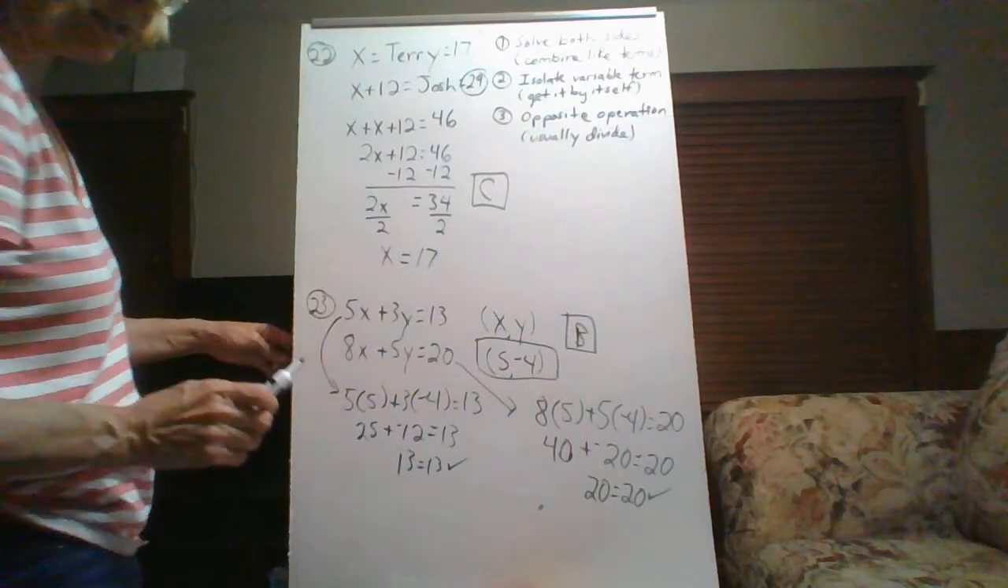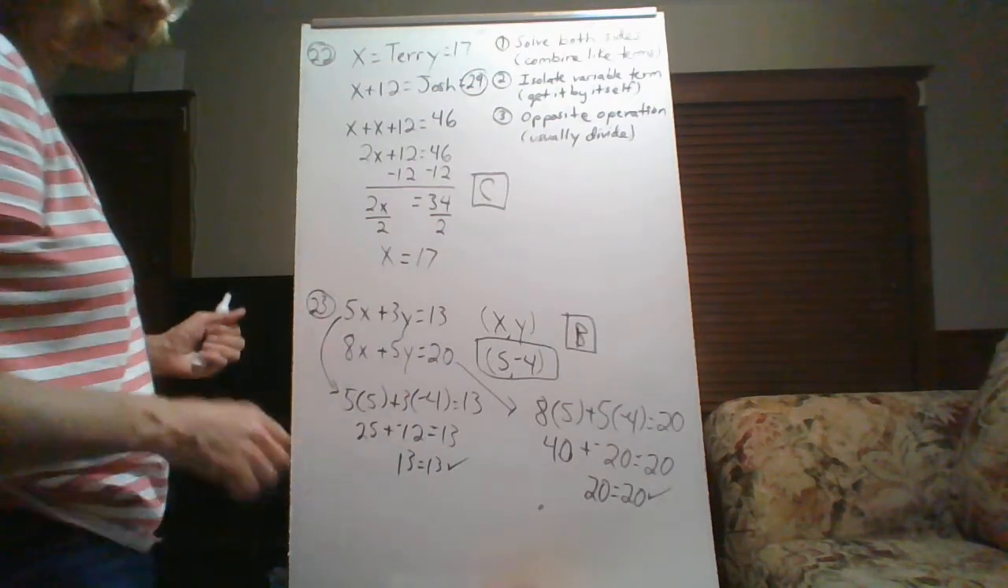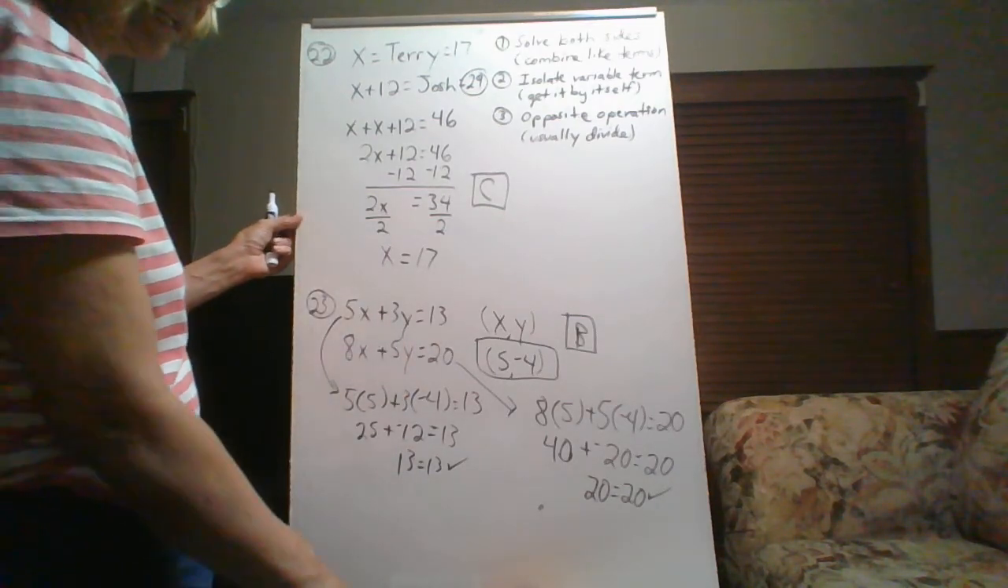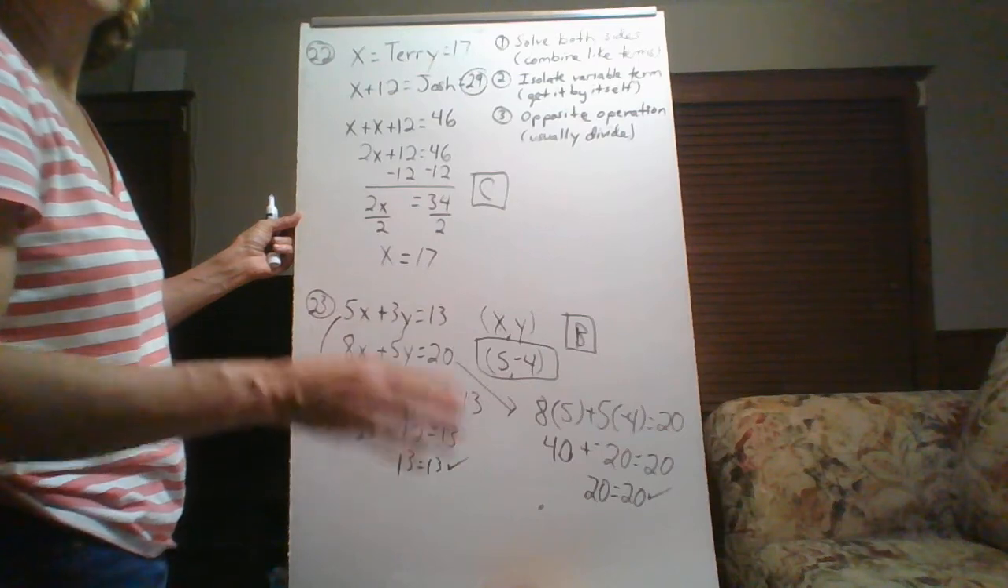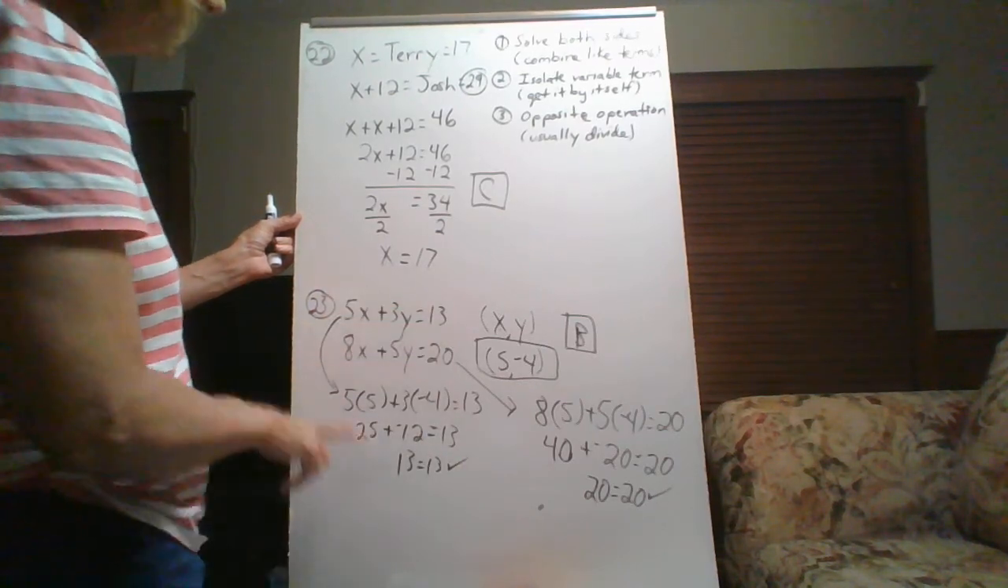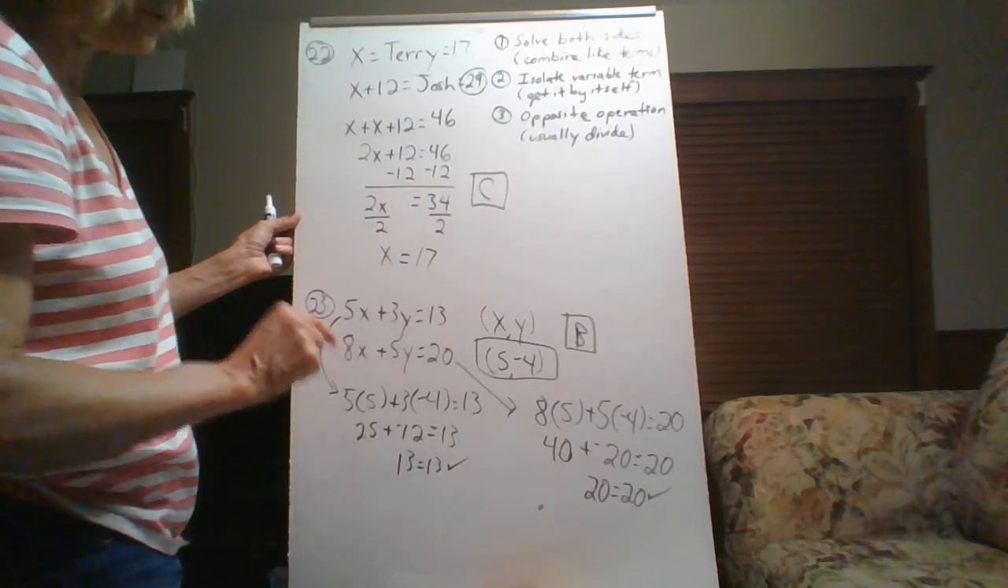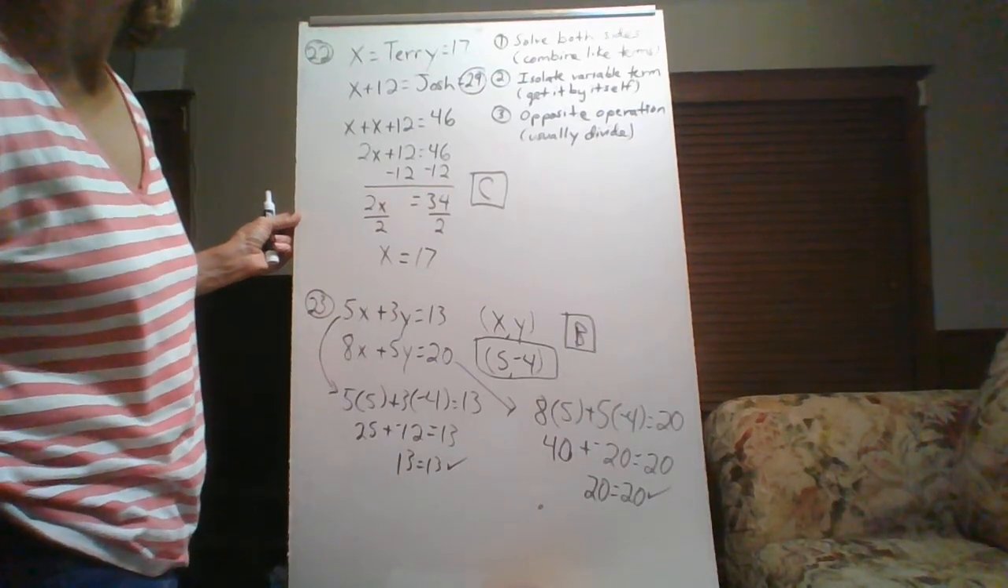So we didn't have to try those other ones in this situation. But on other equations, if B doesn't work, you got to try C, you got to try D. And every time you've got to try both equations because it's got to be true for both for it to be the right answer.